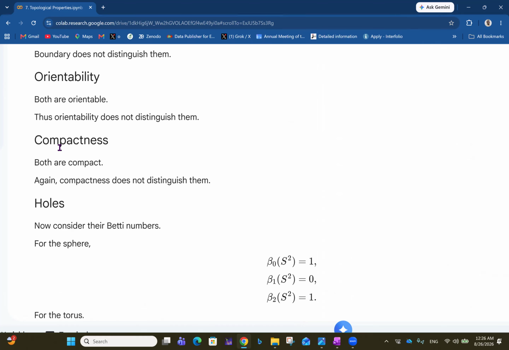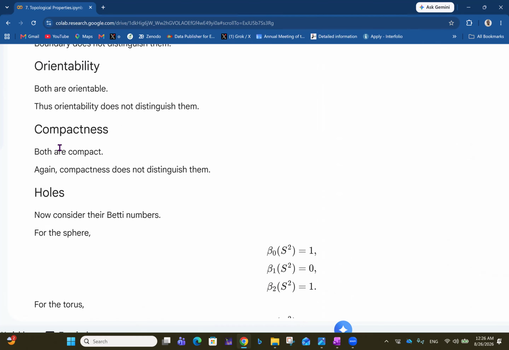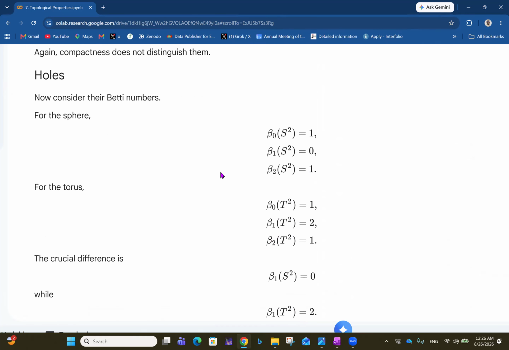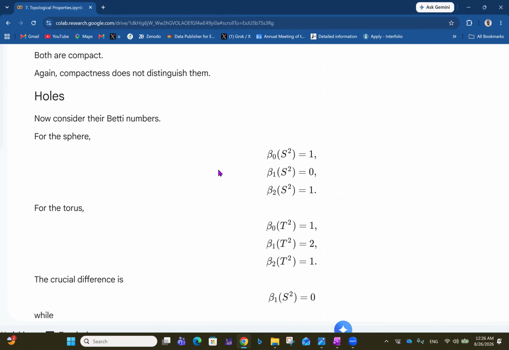Then you talk about orientability. Both are orientable, so orientability still does not distinguish them. When it comes to compactness, both are also compact. Again, compactness does not distinguish them. Then when you come to holes, we come to the final place.